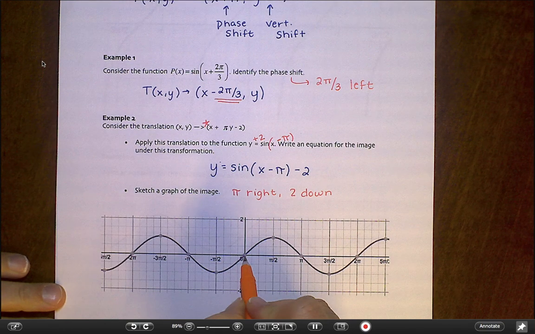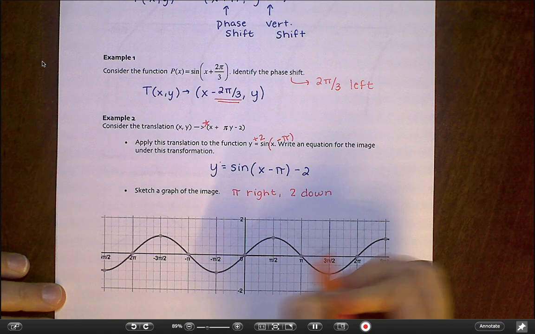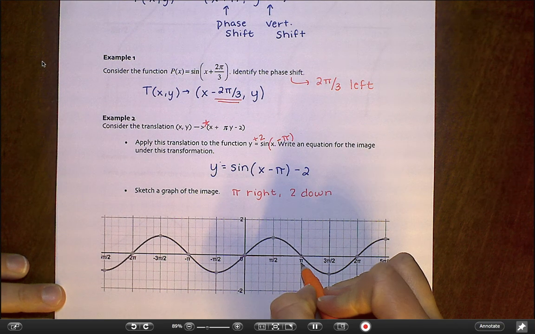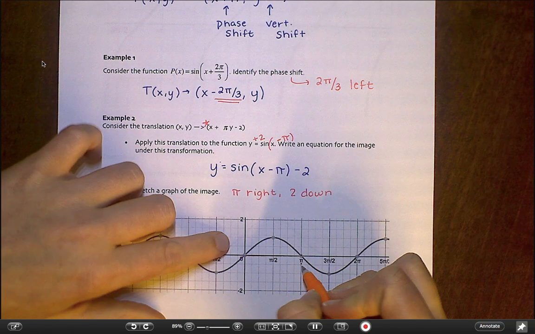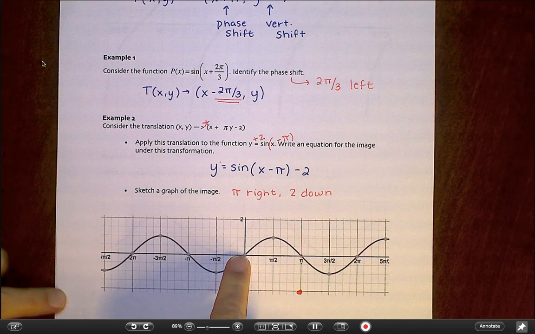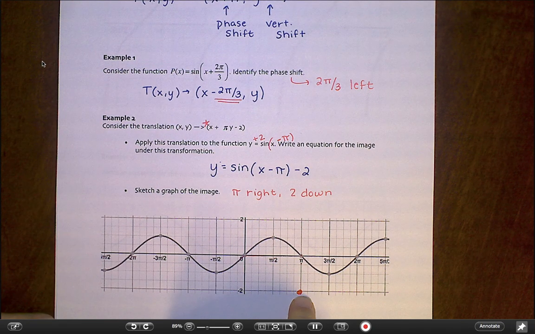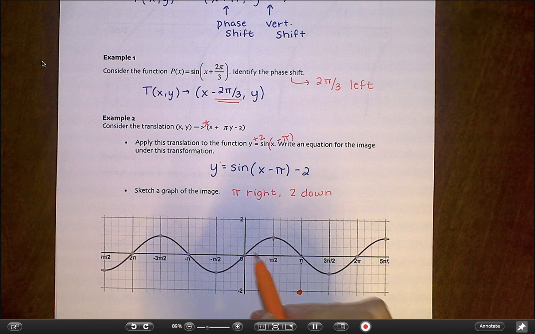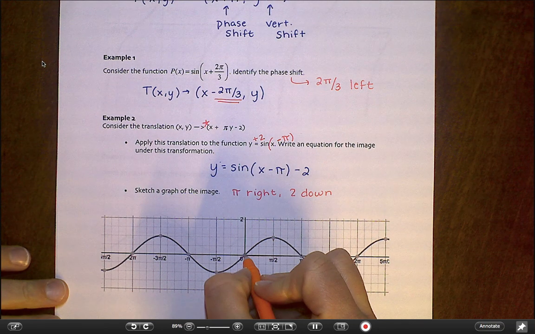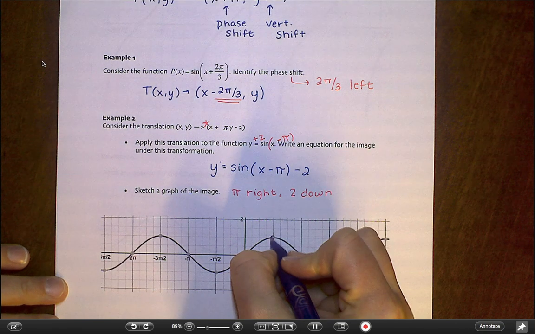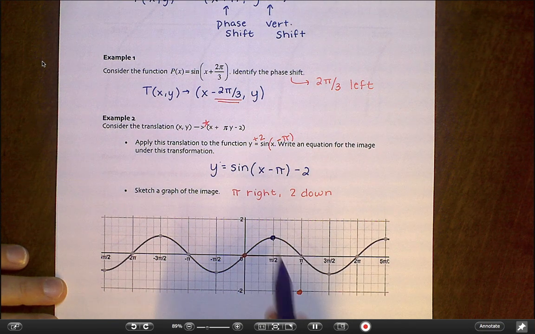So start with 0, 0. This point is going to shift to the right by pi. So now it's going to be here. And then it's going to be moved down 2 units, which actually the way this is numbered, 2 units would be here. Okay, so my 0, 0 moved down here. Let's take my maximum point. So I'm kind of working through my critical points. I'm doing this point.